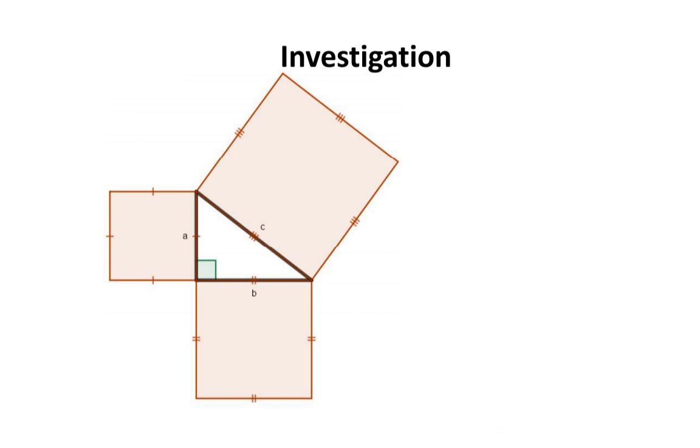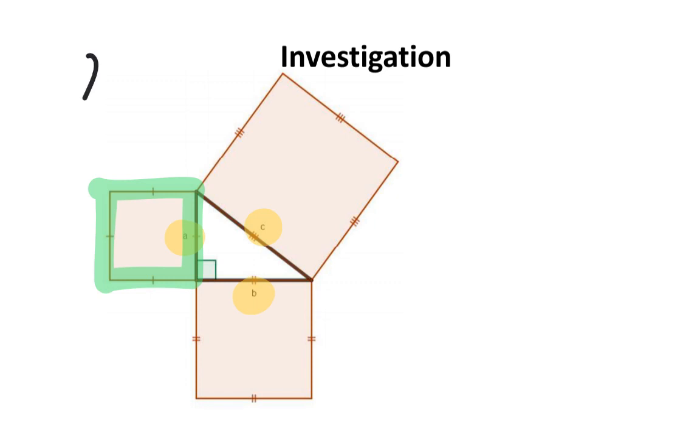How would I represent this relationship with an equation? I've replaced the side lengths with the variables a, b, and c, where a and b represent the length of the two legs and c represents the length of the hypotenuse. Let's find the area of this square again. Instead of using numbers, we have a variable.